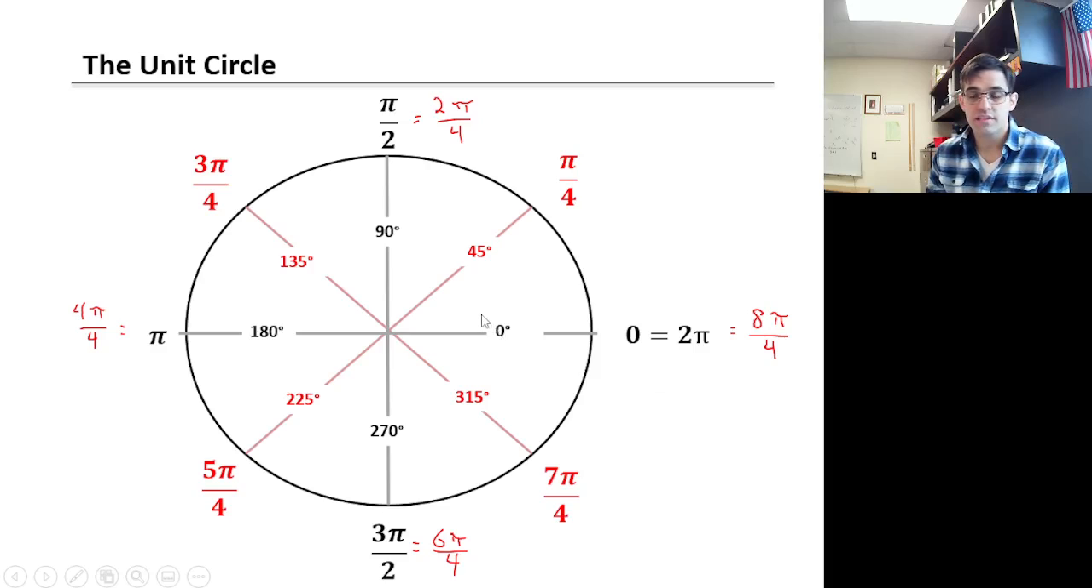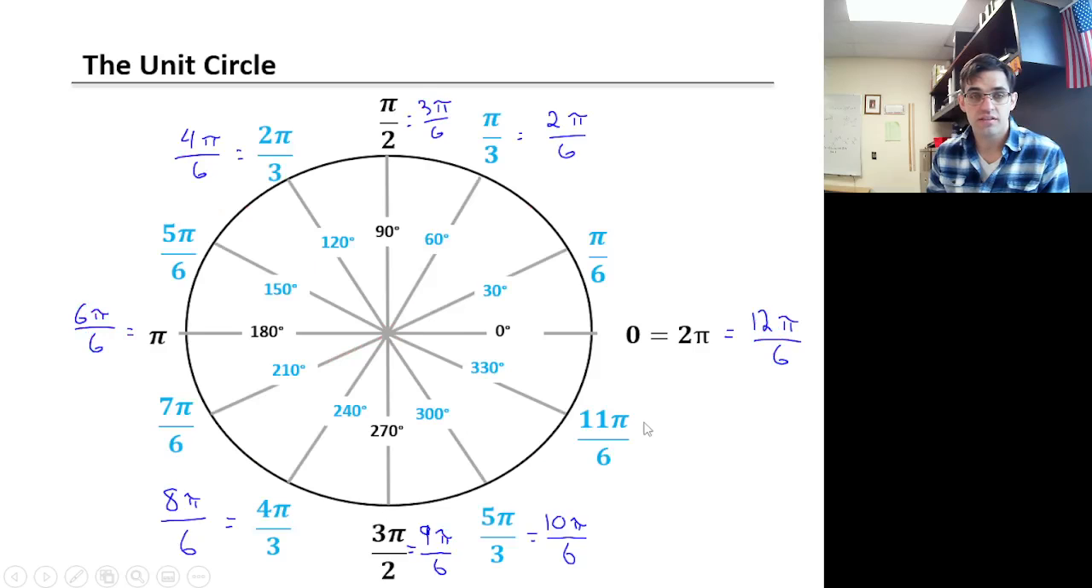If we take our 8-slice pizza and instead cut it into, what would that be, a 12-slice pizza? Each slice would be a 30-degree chunk, which would make each slice pi over 6 radians. So we have pi over 6, 2 pi over 6, 3 pi over 6, 4 pi over 6, 5 pi over 6, 6 pi over 6, 7, 8, 9 pi over 6, 10, 11, 12 pi over 6, all the way around. And of course, a lot of those fractions are simplifiable.